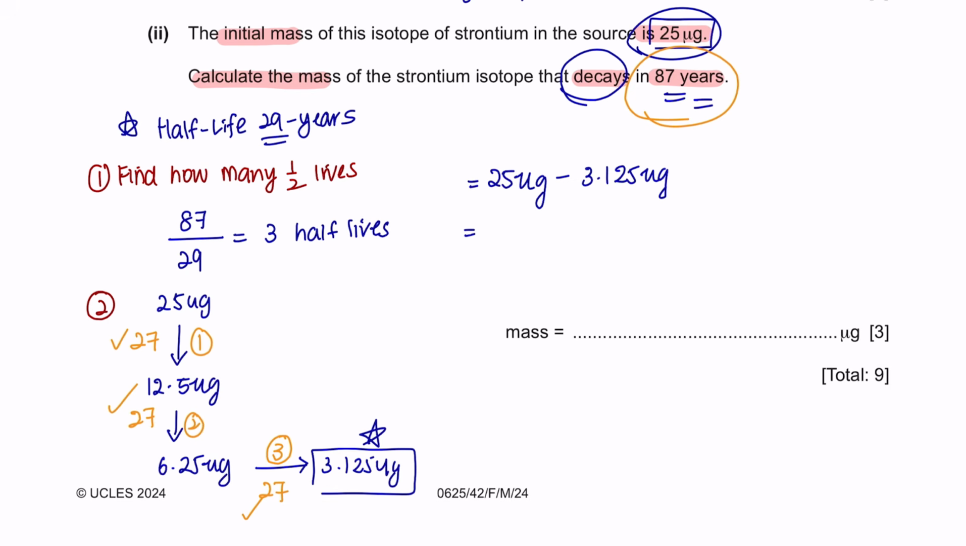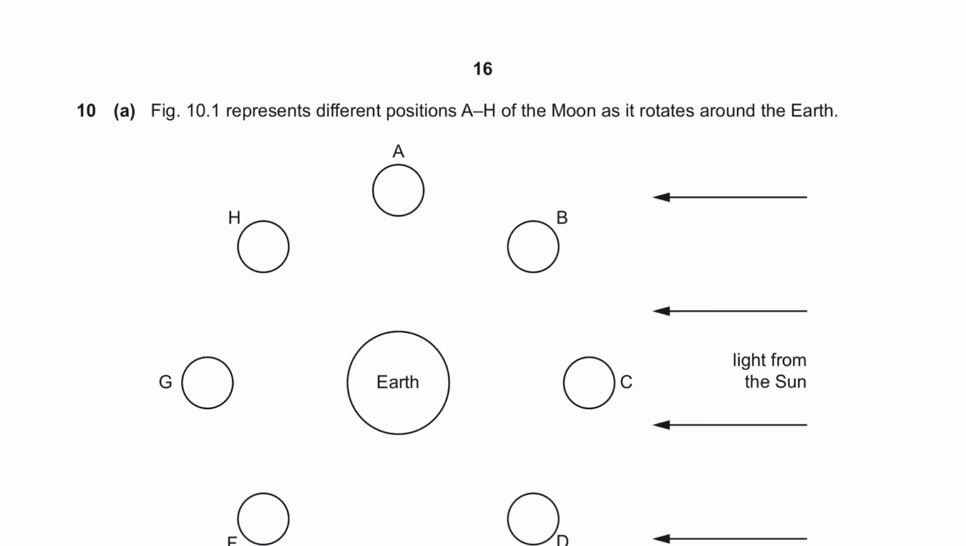And from here we can find what is the mass that was decayed, which is 21.875 microgram. So in two significant figures, this would be 22. Question 10a. Figure 10.1 represents different positions A to H of the moon as it rotates around the Earth.